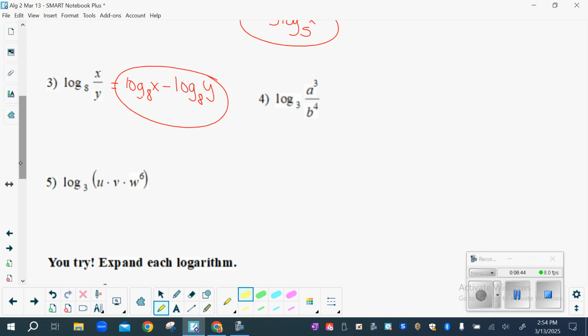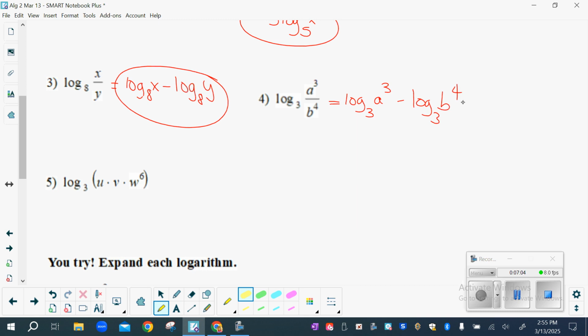So this group here, what do you think we would do first? We're going to subtract. So we're going to write it as log base 3 of a to the 3rd minus log base 3 of b to the 4th. And now we want to keep expanding.